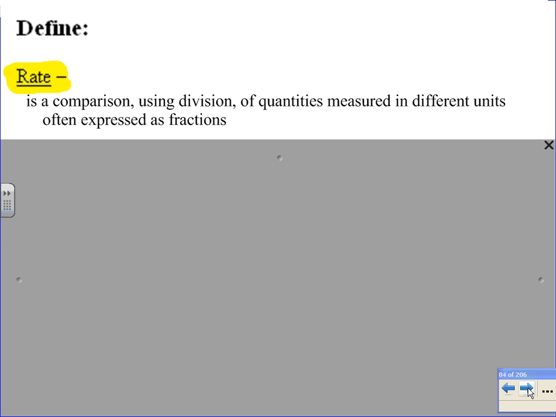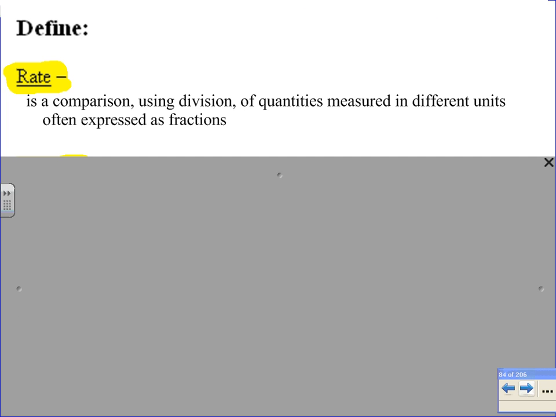So let's start off with two definitions. The first one is a rate, which you guys all told me you did a great job with this. Try to write these if you can. Rate is a comparison using division of quantities measured in different units, often expressed as fractions. So it's a comparison of two items using division of quantities measured in different units, often expressed as fractions.